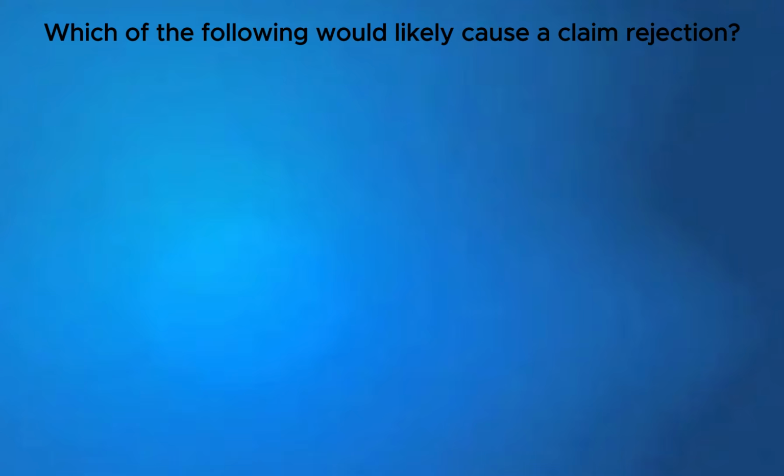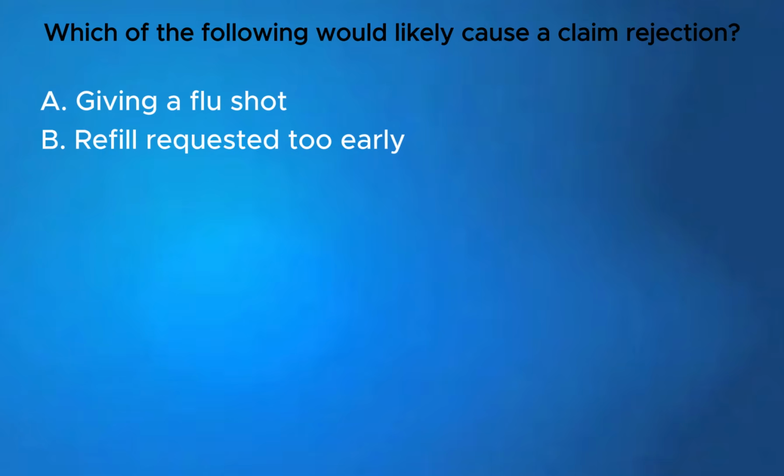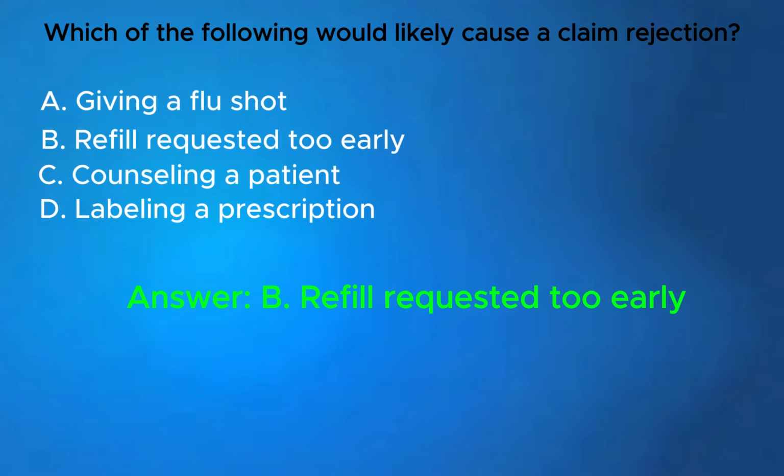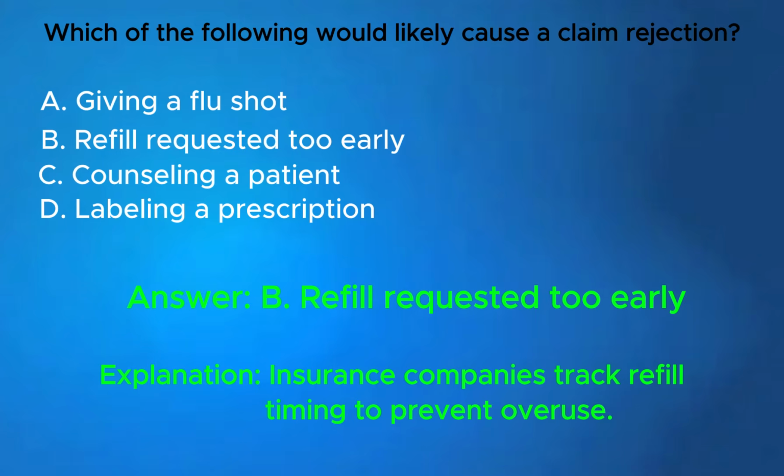Which of the following would likely cause a claim rejection? Giving a flu shot, refill requested too early, counseling a patient, or labeling a prescription? The answer is B, refill requested too early. Insurance companies track refill timing to prevent overuse.